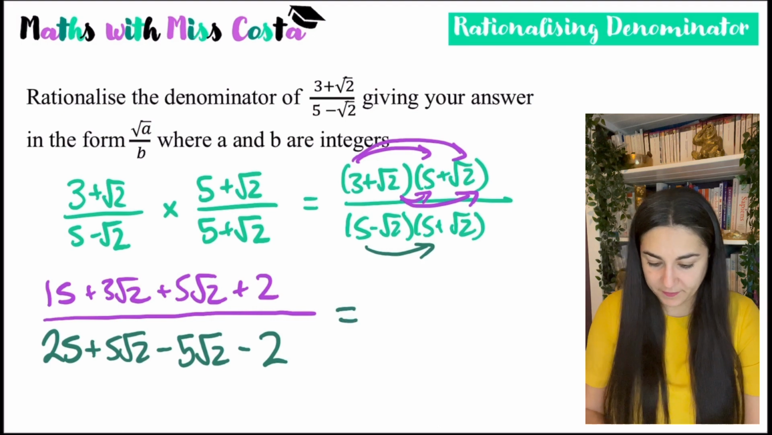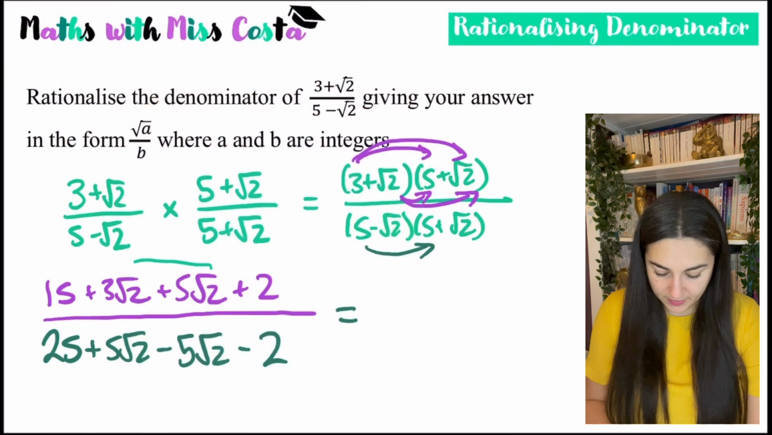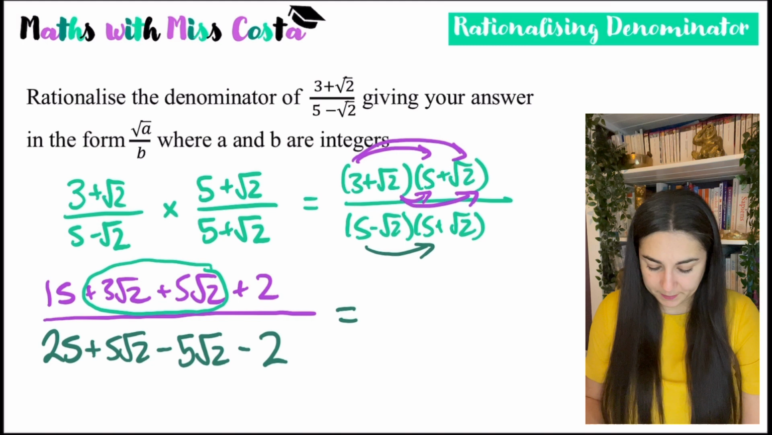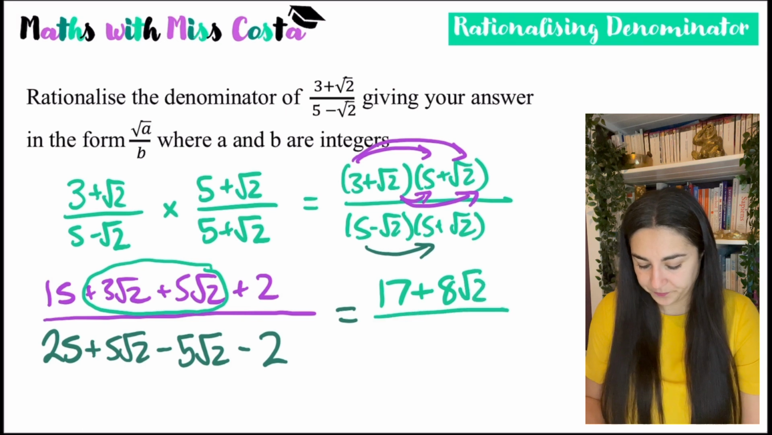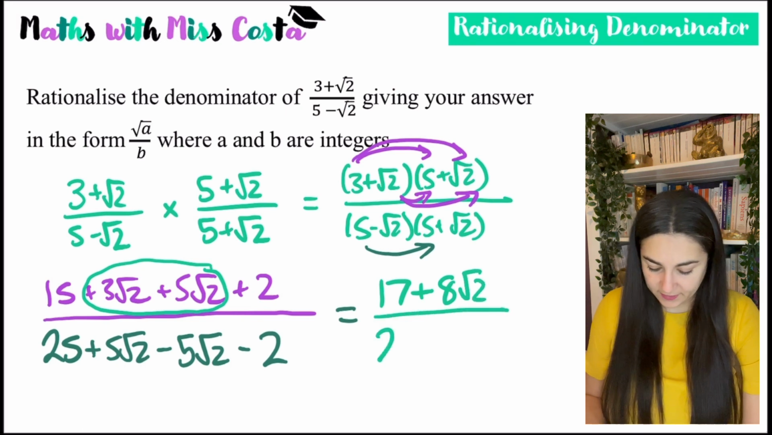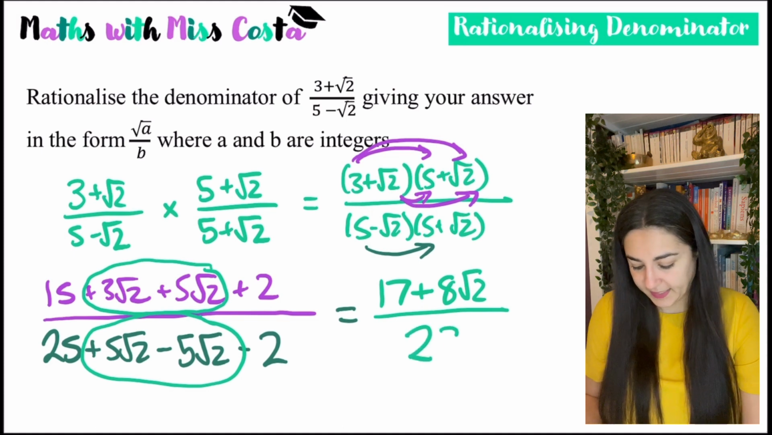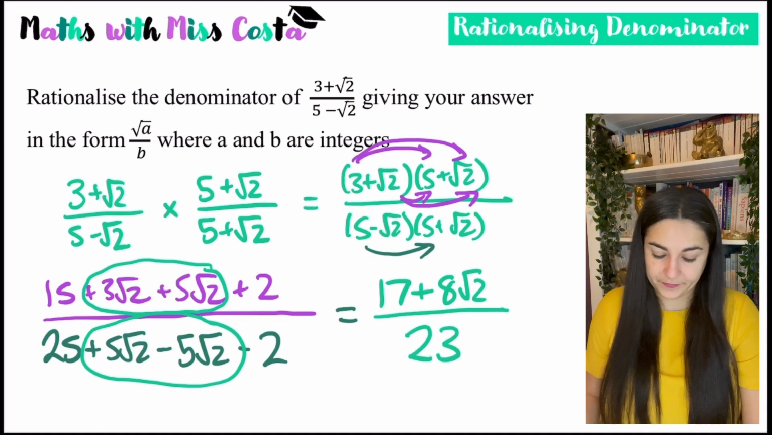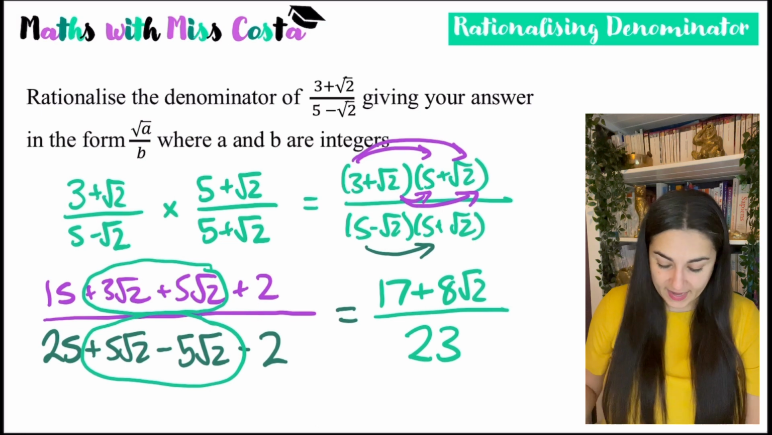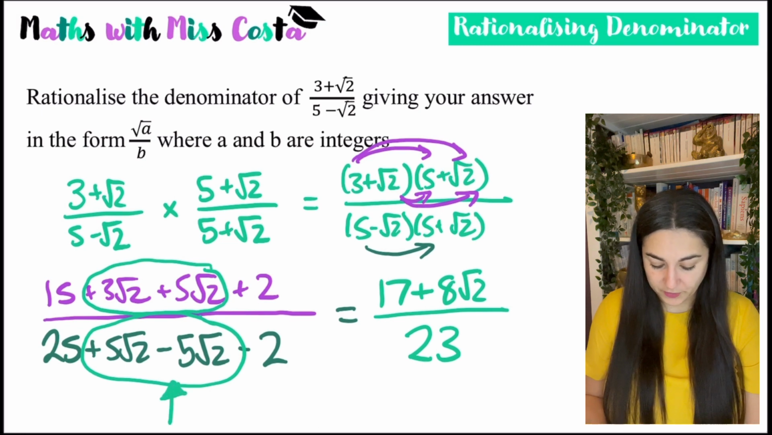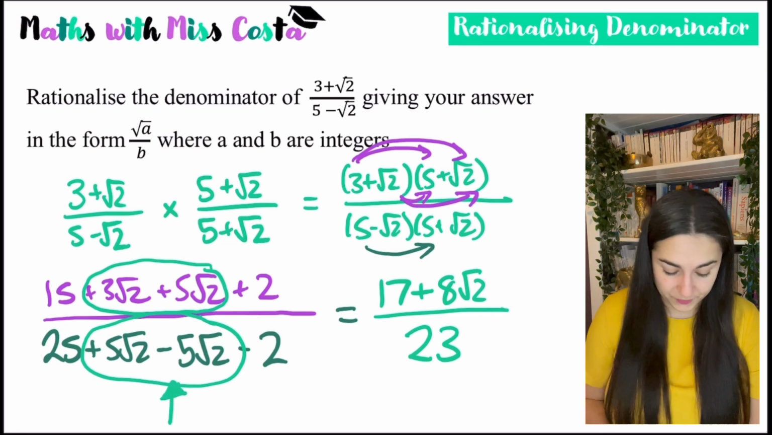Okay, so now let's simplify them bit by bit. So over here, these two terms can simplify. So 15 plus 2 is 17. And then 3 root 2 plus 5 root 2 is 8 root 2. Then we've got 25 take 2, which is 23. And 5 root 2 take 5 root 2 cancels out. So that's it. So I could have done that more neatly, really. But that's how we do that. So multiply by the conjugate. And the key thing is that the bottom terms, when we do that, they cancel out.